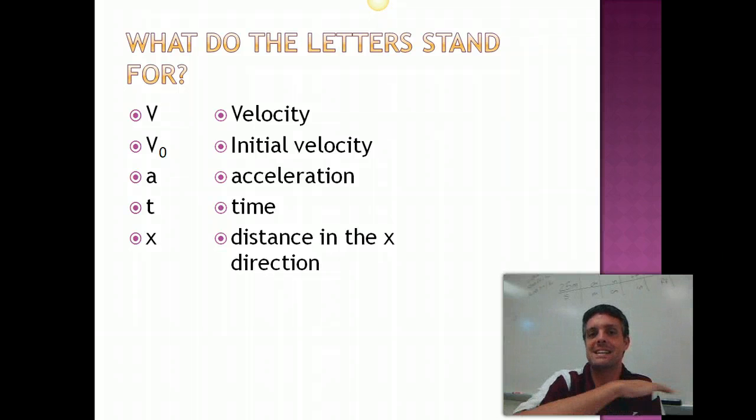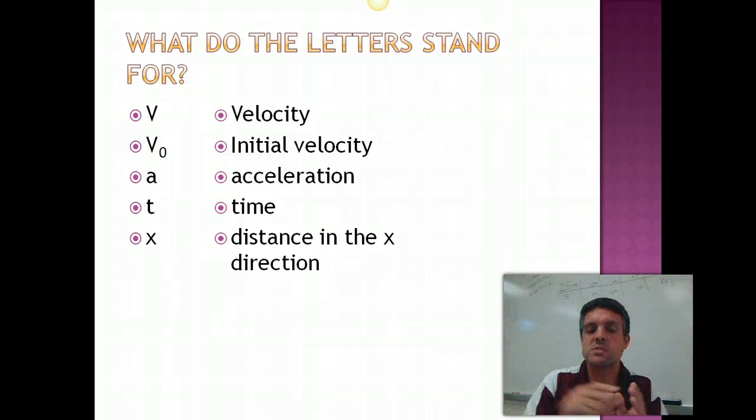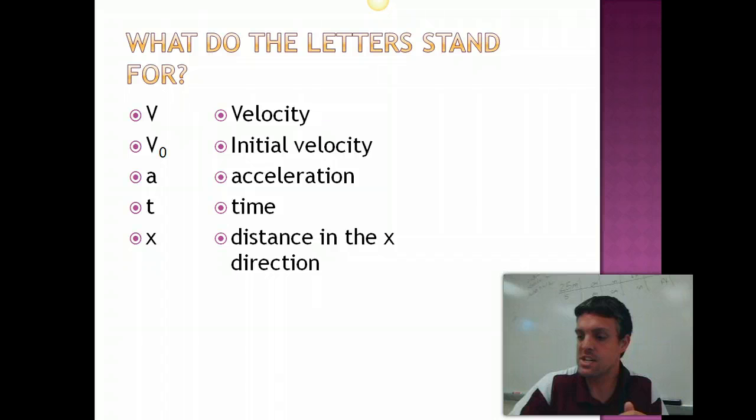All right, T is for time. X means distance in the X direction. I should be careful there. Distance, would you please put in parentheses displacement? All right, displacement in the X direction. So right here, this is displacement in the X direction. Little error on my part, but I know you'll change it for me.